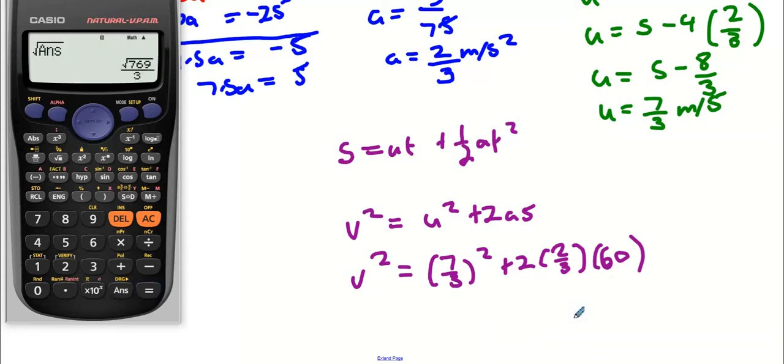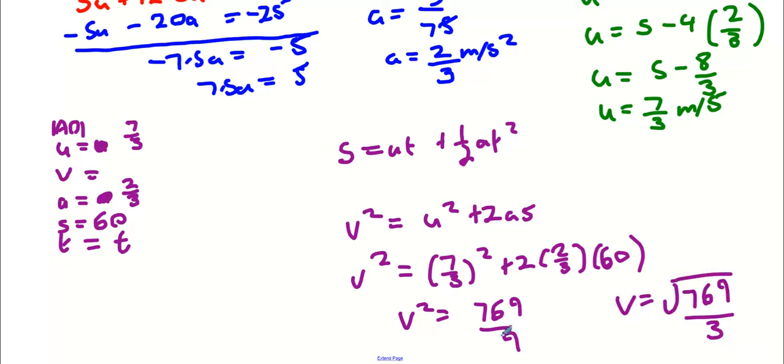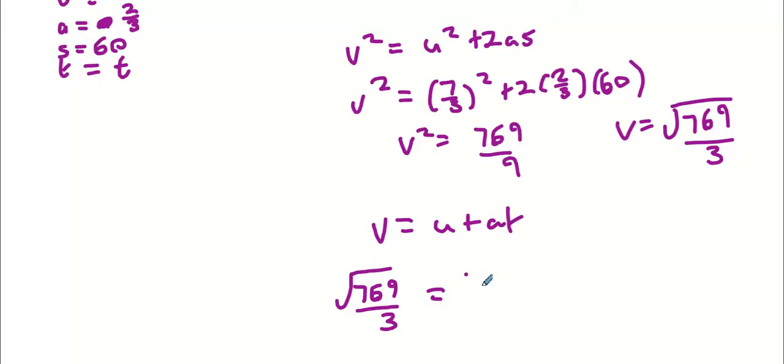But anyways, v squared equals 769 over 9. v equals the square root of 769 over 3. Now I'm going to use v equals u plus at. This number here, please do not round it off because it introduces a decimal error. u is 7 over 3. a is 2 over 3, times t.